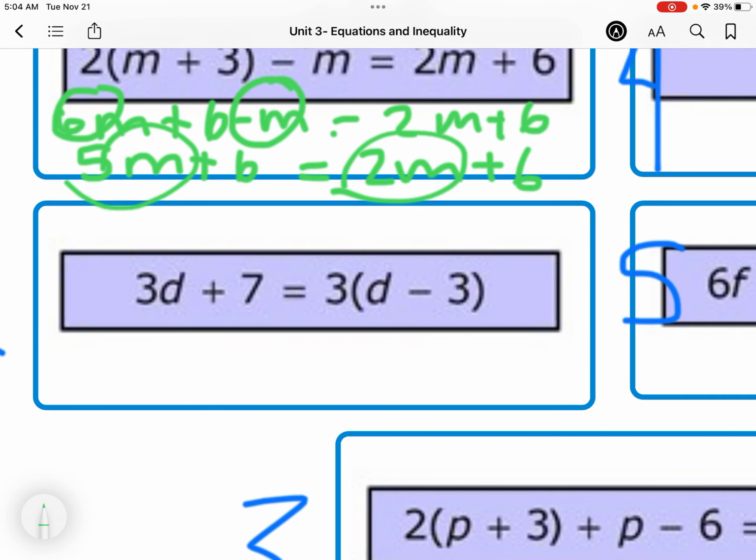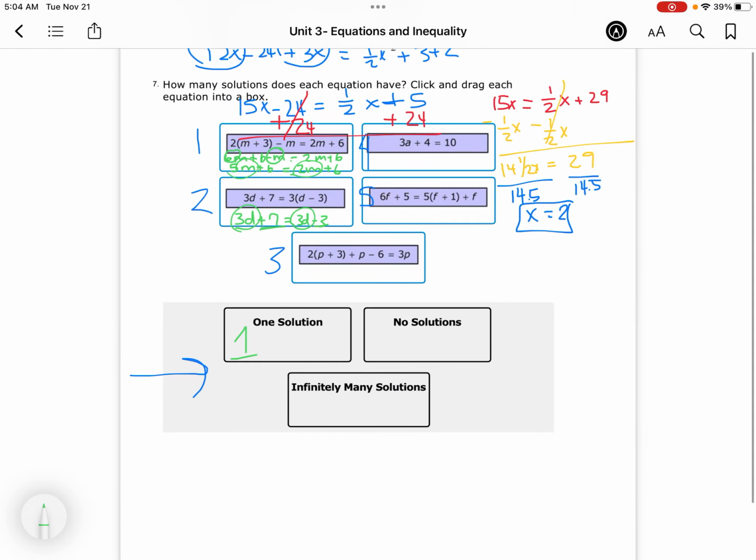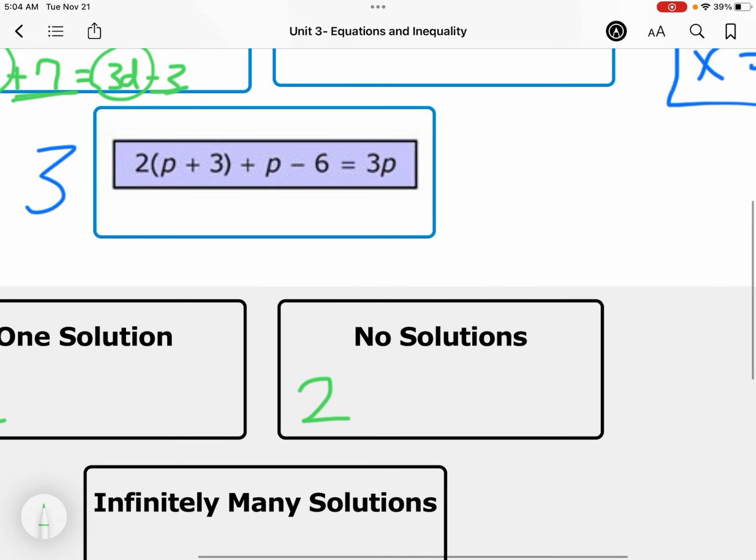Number 2, I've got 3d plus 7 equals 3d minus 3. So the constants are the same. Sorry, the coefficients are the same. The constants are different. So that means that this one has no solution. So number 2 is no solution.